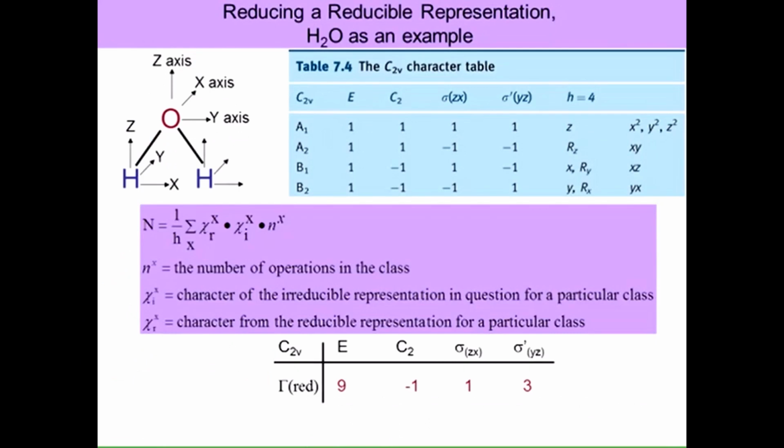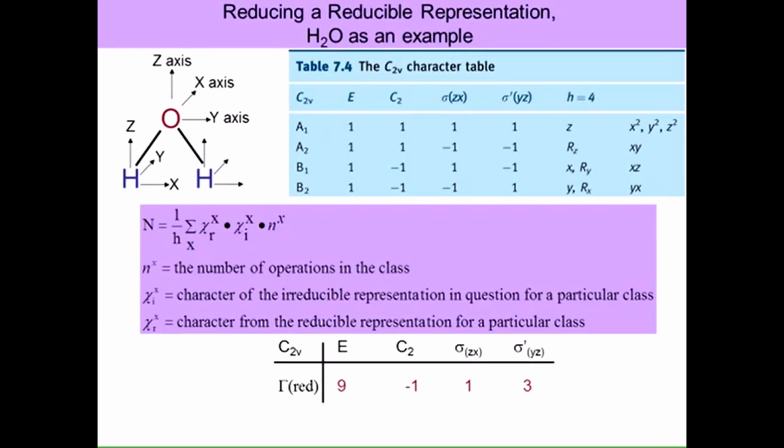So this is the formula for the reducible representation, right? n is equal to 1 by h summation of chi r x multiplied by chi i x dot n x, right? It's quite difficult to understand, but once you start performing the reducible representation, you will come across it. I have mentioned here for your consideration what exactly it is. For example, n corresponds to the number of operations. What is chi i? It is a character of the irreducible representation, and chi r, it is a character of our reducible representation.